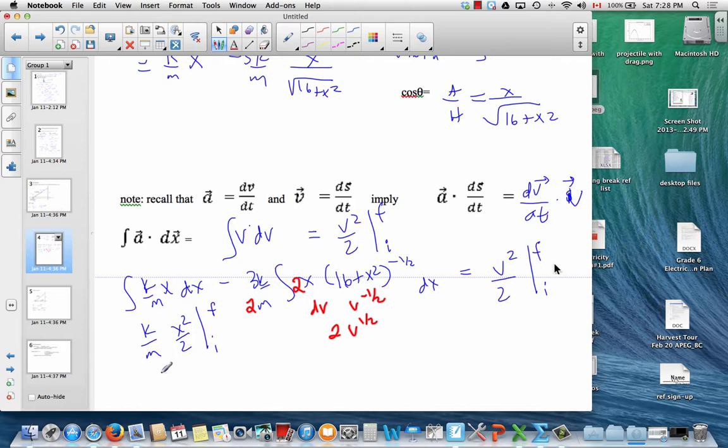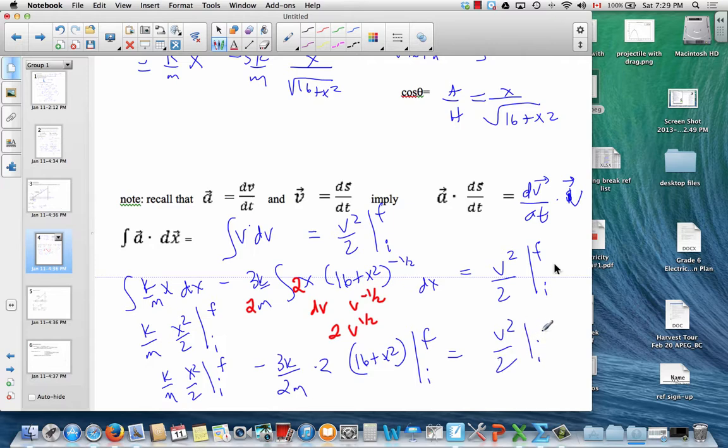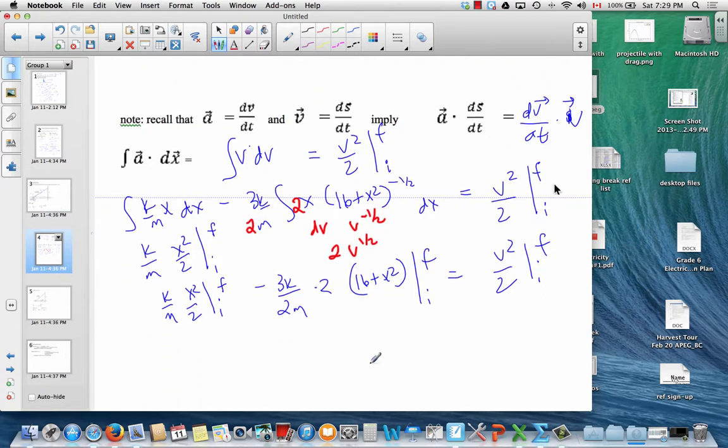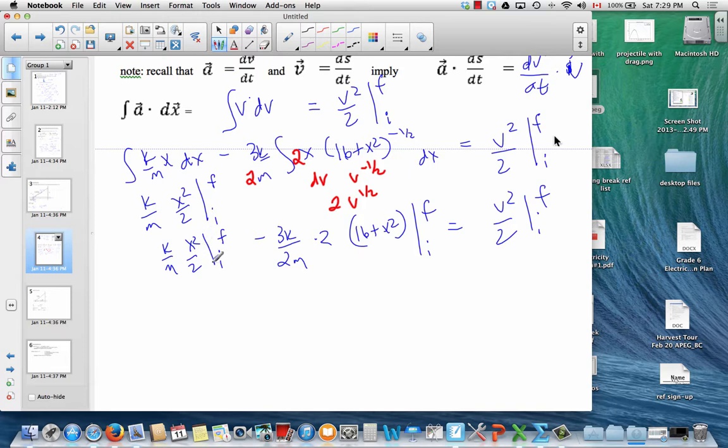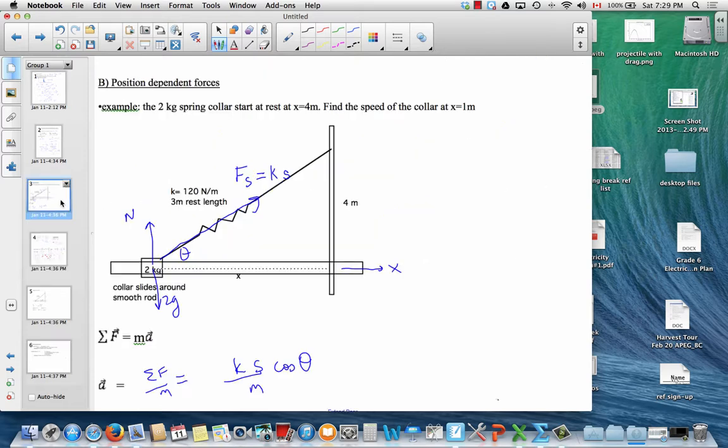So, putting that all together, k over m, this is x squared over 2 from initial to final. This is minus 3k over 2m, and it's going to be times 2 times 16 plus x squared. And again, that's going to be from initial to final. And that equals v squared over 2 from initial to final. Now, the initial x value you were given was 4, and the initial velocity was, I believe, it starts at rest at 4.